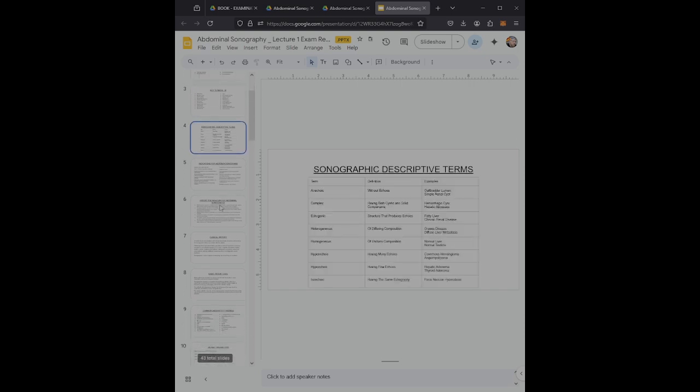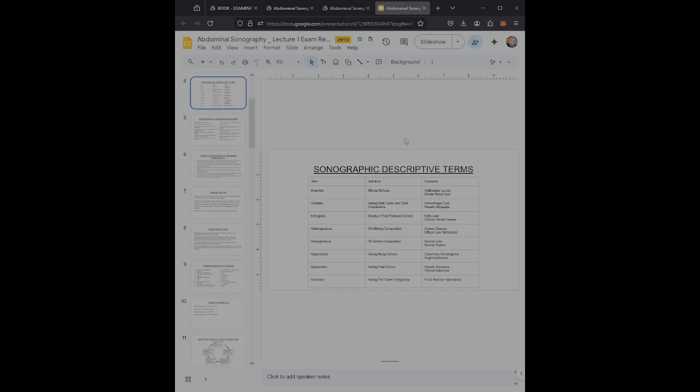So there are some sonographic descriptive terms that are quite general. We have anechoic, it means without echoes. For example, the gallbladder lumen, and you can have a simple renal cyst. You can have complex in terms of echogenicity.